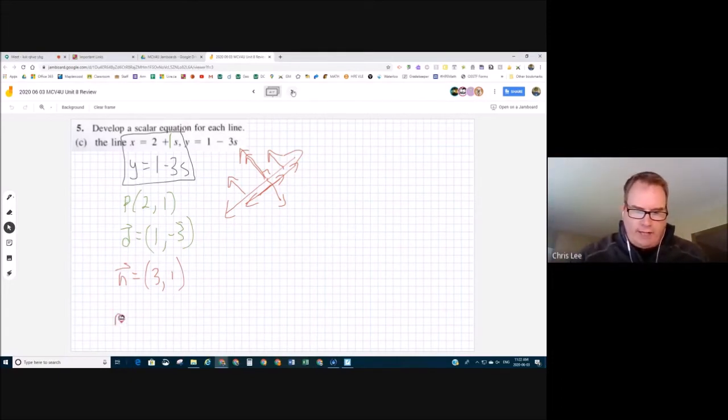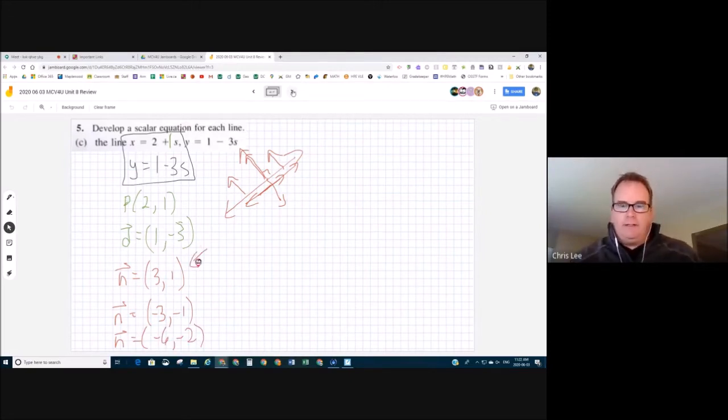Someone else could have said -3, -1, but that kind of looks more difficult. And you could have done a scalar multiple of this as well. -6, -2 would also have been a correct answer. But this is the most common and obvious one.